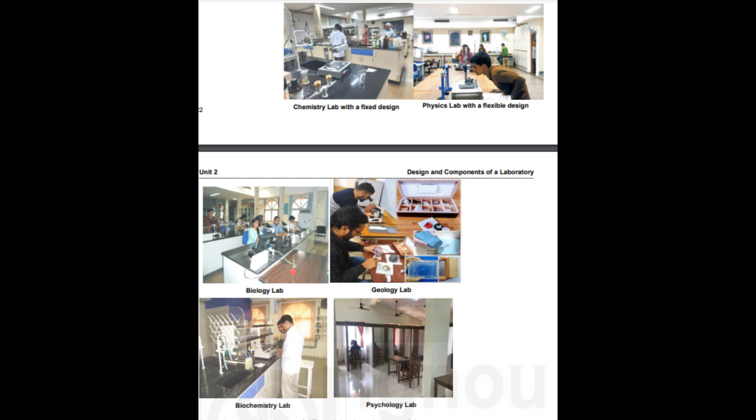2.2.1 Fixed Design Laboratories. A fixed design lab is suitable for teaching institutions like schools or colleges. The general design of the lab is fixed and permanent, so changing the lab layout is not possible. As you can see in the pictures of different labs, chemistry lab is shown with a fixed design. In a fixed lab design, the benches, cupboards and services are rigidly fixed as follows.